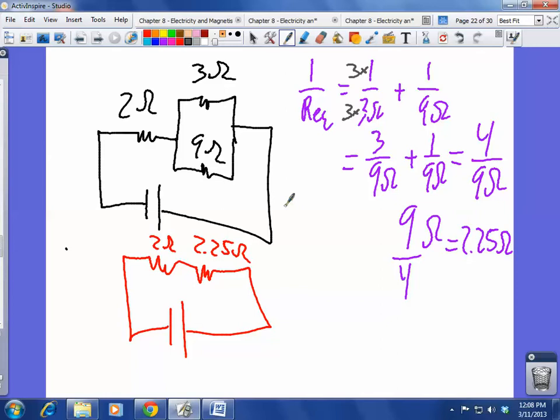So in the end, what we get is a 2 ohm and a 2.25 ohm here. And so what do we do here? Just add them together. So we have 2 ohms plus 2.25, so 4.25 ohms.